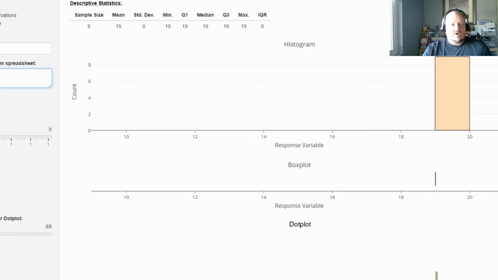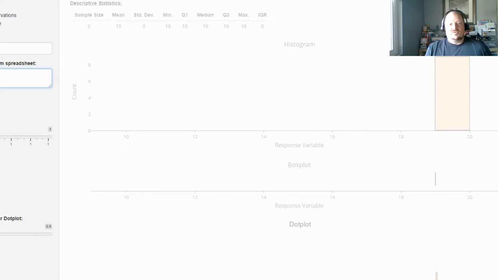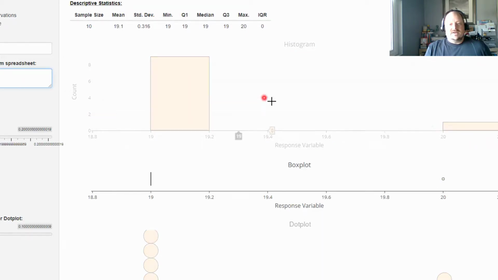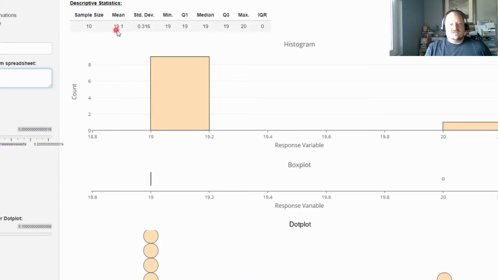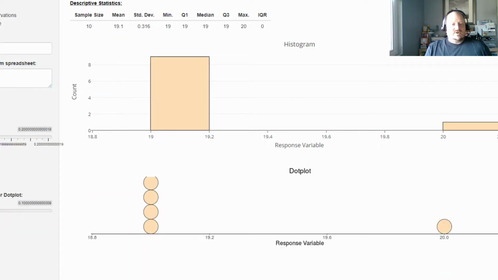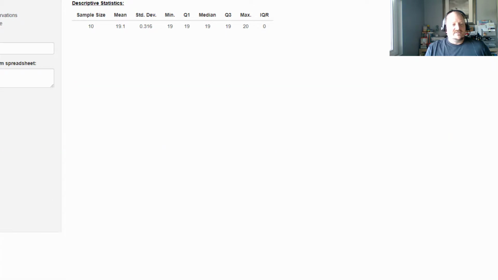As soon as I add one more data point on here, I'll add the number 20. 20 now changes the standard deviation. Now it's very, very small, but it's still positive. And the mean has gone up a tiny bit as well. So hopefully this helps you understand the idea of standard deviation when it comes to our data sets.